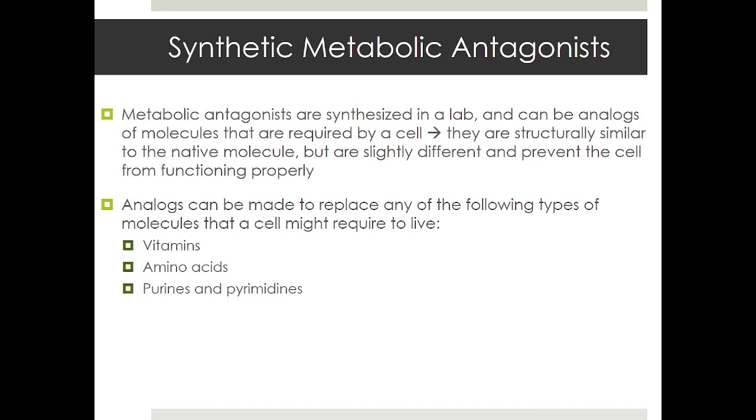When we look to treat cells with certain medications, typically we're going to target metabolism. Metabolic antagonists are synthesized in the lab setting, and they're going to be analogs to molecules that are normally needed for regular metabolic activity within the cell. So they're going to be similar to the molecules that would be used in metabolic pathways, but different enough that they're once again going to compete with the regular molecules to cause problems. We make analogs that can replace vitamins, amino acids, purines, or even pyrimidines, and this will greatly impact the ability of cells to do what they need to do.